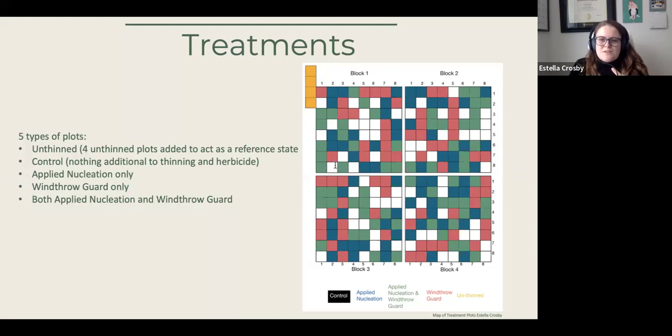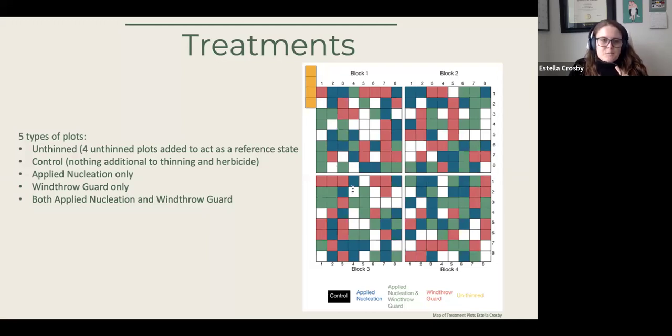Each plot is 8 meters by 8 meters. The treatments were assigned to individual plots using a randomized block design, and each plot is identified with a unique 3-digit code, with the first digit being the block number, the second digit being the row number, and the third digit being the column number.